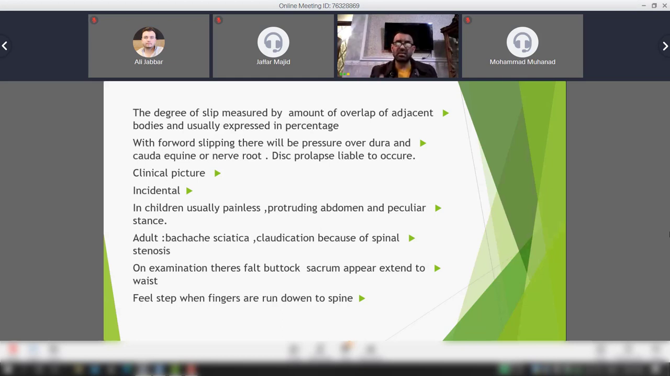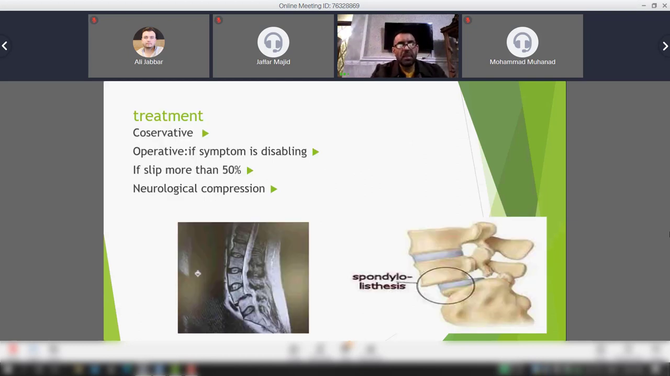أو الأدلت يكون flat back وclaudication because of spinal stenosis. On examination flat back and sacrum appear extended to the waist. وfeeling steps when you're running down. تحط صبعك على ظهر تحس steps أكو وهذا معناته slippage. Treatments as we said ممكن يكون conservative. And this is a good example for the spondylolisthesis.